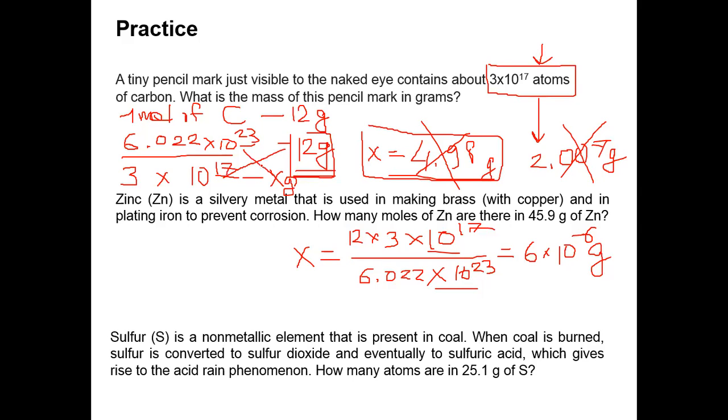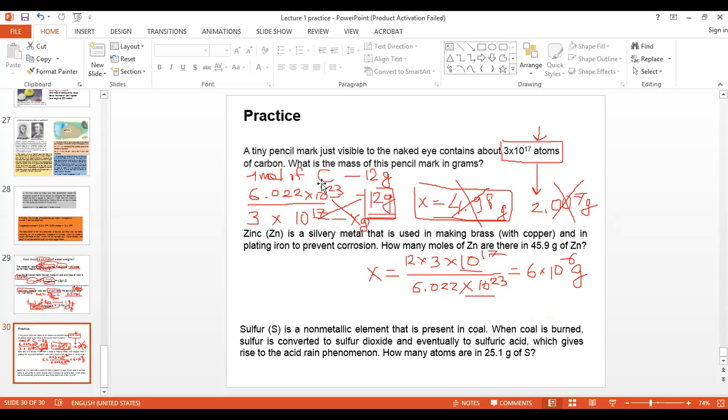Guys, you are answering in the chat, but I cannot understand it. Say it again, please. How did we get the 12 grams? This is what I'm saying: we know that 1 mole of carbon is 12 grams, which means that 6.022 times 10 to the power 23 is the molar mass. Yes, it's a molar mass. So we know that this is 12 grams.